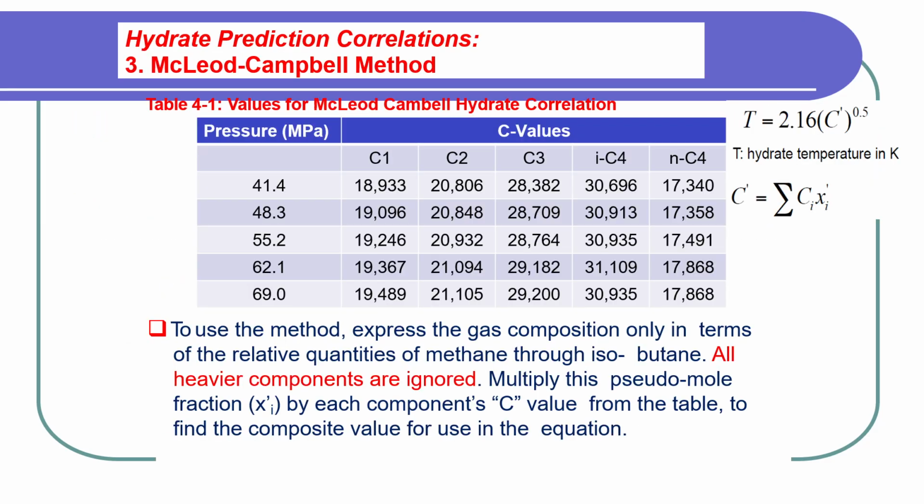Now, in the previous slides, we were exposed to what we called the McLeod-Campbell method, which predicts the hydrate temperature in Kelvin using the formula where T, the hydrate formation temperature, is equal to 2.16 C prime to the power 0.5, and we said that we're going to calculate C prime, where C prime stands for the summation of Ci Xi prime.